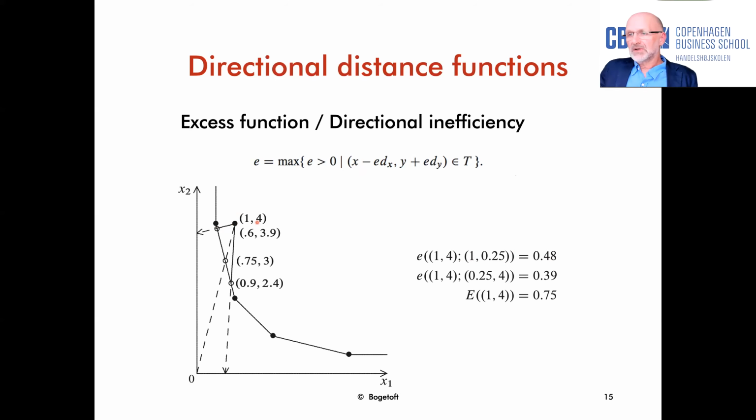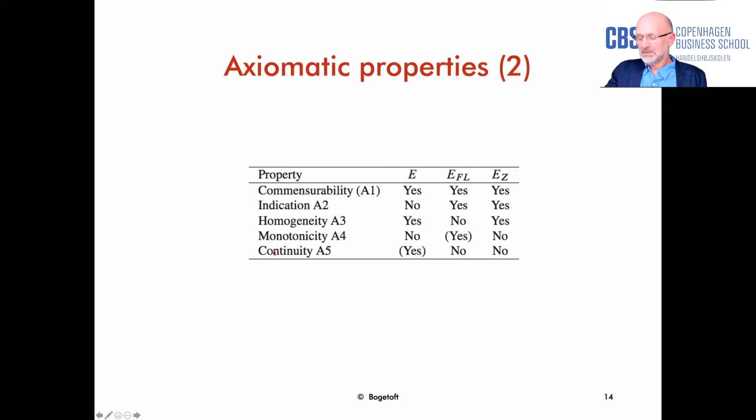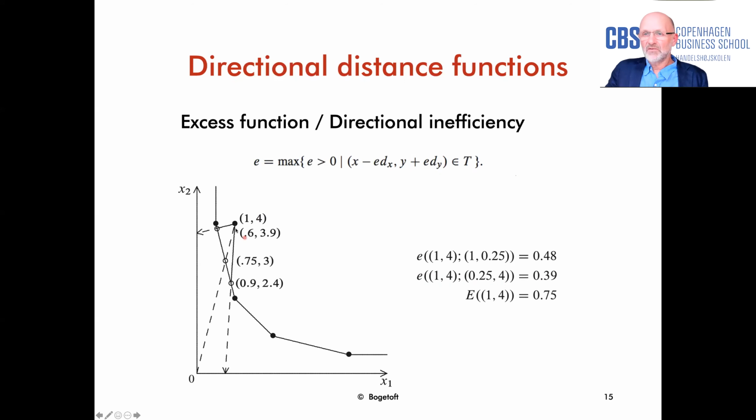Okay, so you'll get one measure if you use this direction. Here I use another direction. Namely, I move in this direction here. And then in this direction, I have a value of 0.38. And if I were to move in this direction there, I would get a value of 0.75, which is actually the same as the Farrell measure.